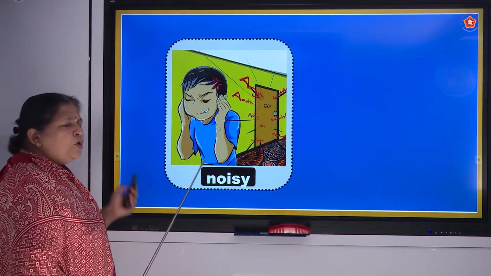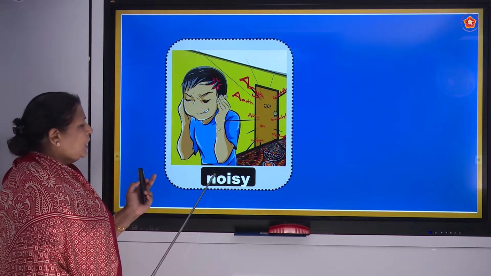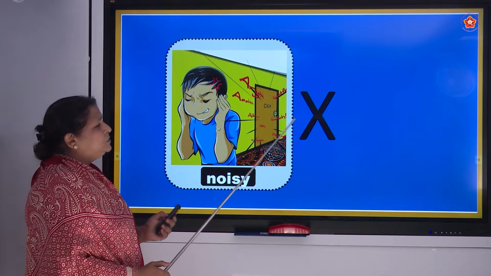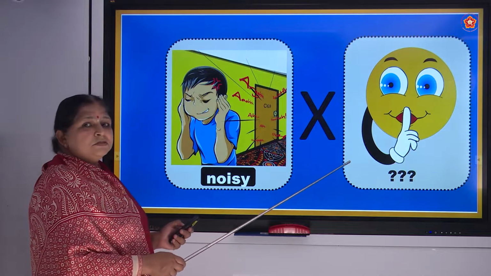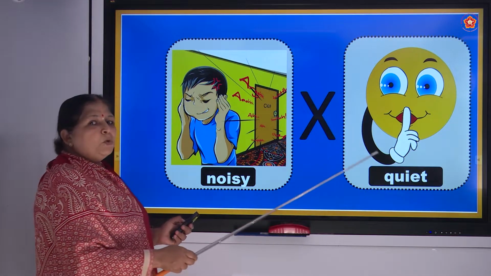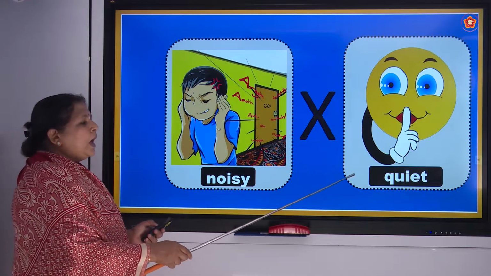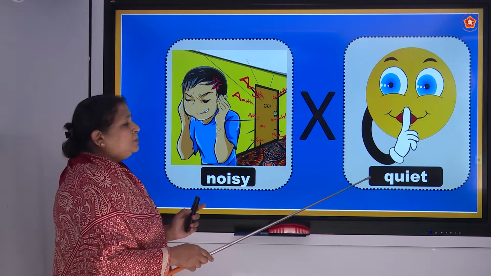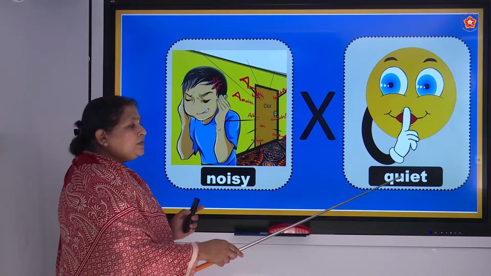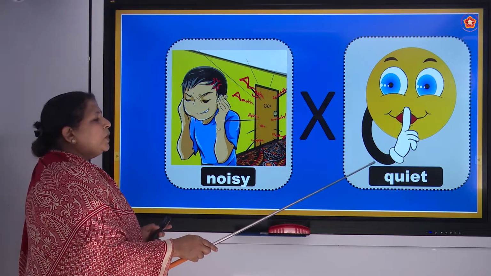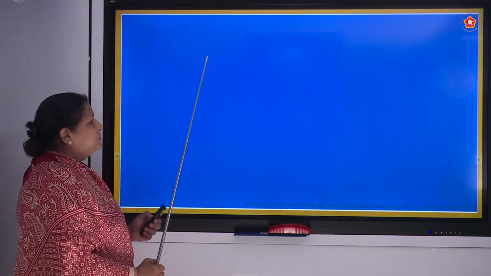Then we have noisy, N-O-I-S-Y. There is a lot of loud noise coming. And the opposite is quiet, Q-U-I-E-T. Most of the children make a spelling mistake. They write Q-U-I-T-E, but it is not. It is Q-U-I-E-T, quiet.